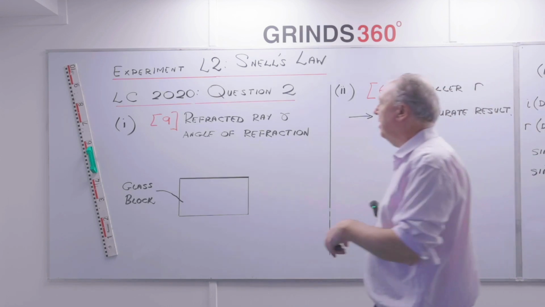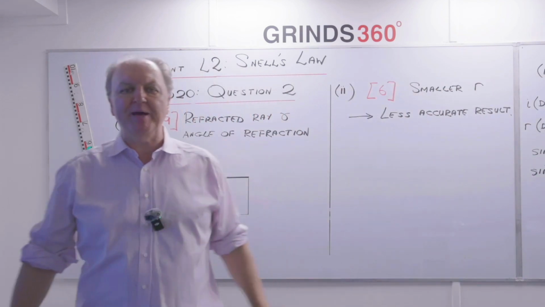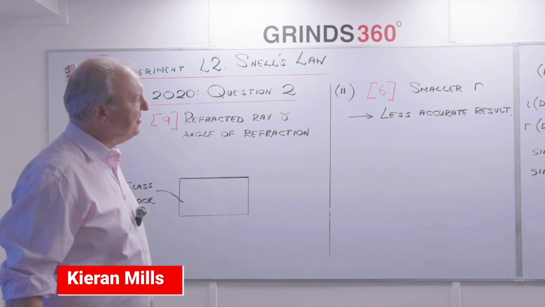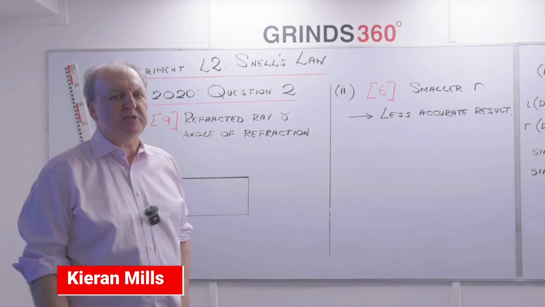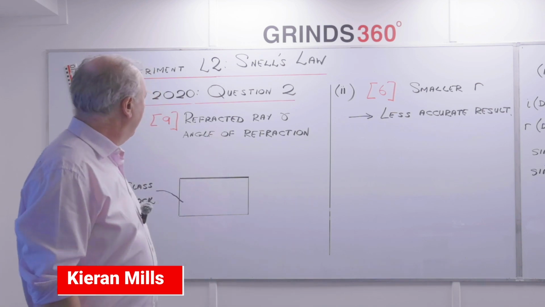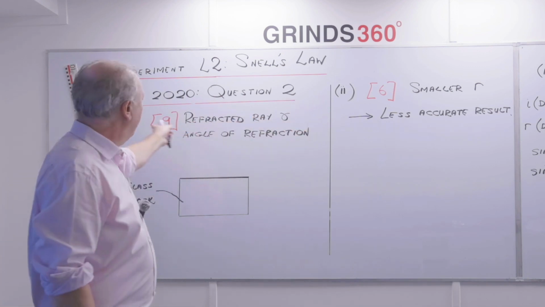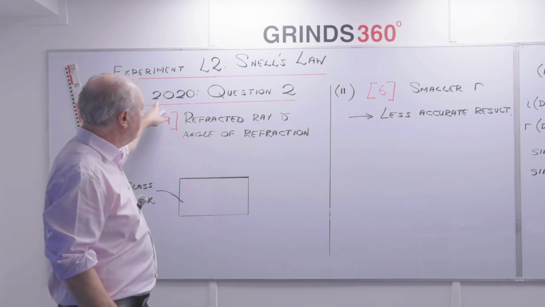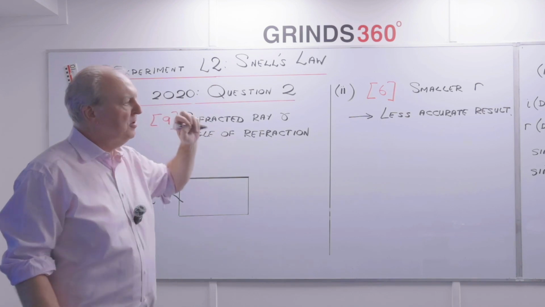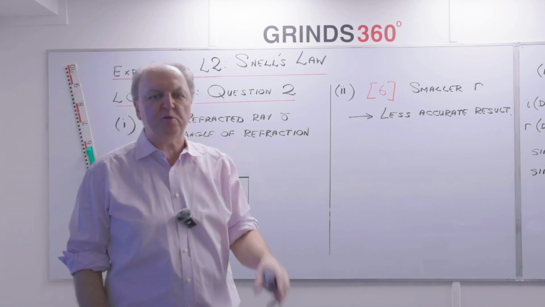So welcome to experiment L2, which is all about Snell's law and measuring the refractive index of a material like glass. I'm always going to explain it using an example, and the example I'm using is Leaving Cert 2020, question 2. So where do you find the notes to actually carry out this question?